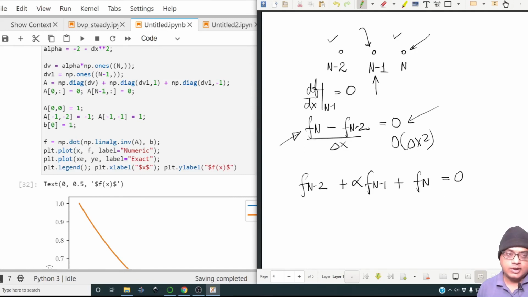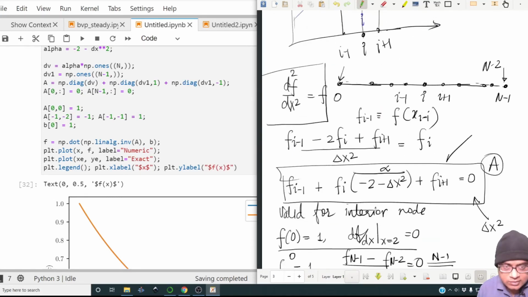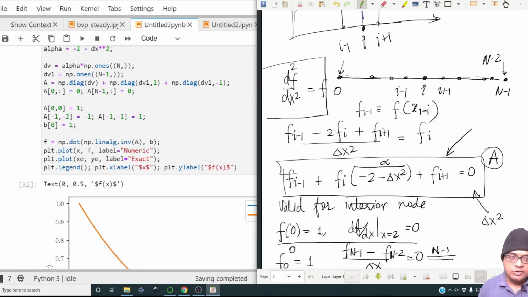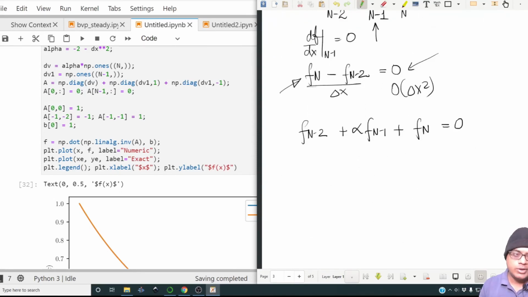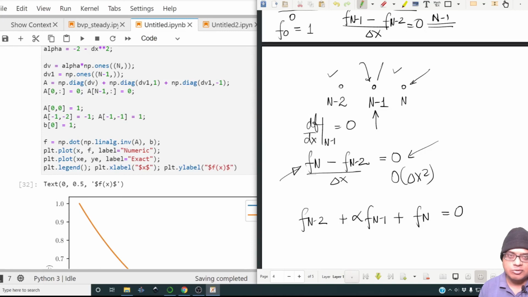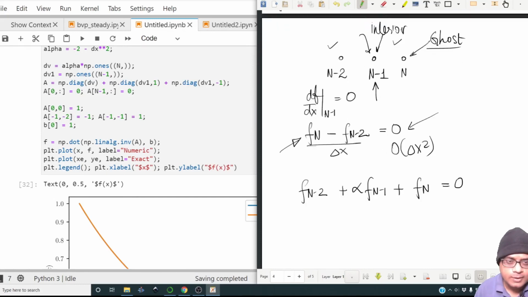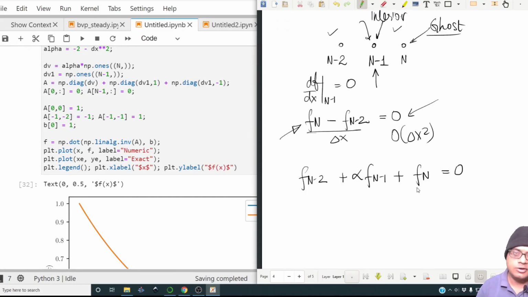So I can do this. I can use the equation that I had formulated in the interior, because I have extended the domain by one ghost node. So this sort of becomes the interior. This is the ghost node. Very spooky. So now I have an equation in terms of fn, but from this equation I have what?